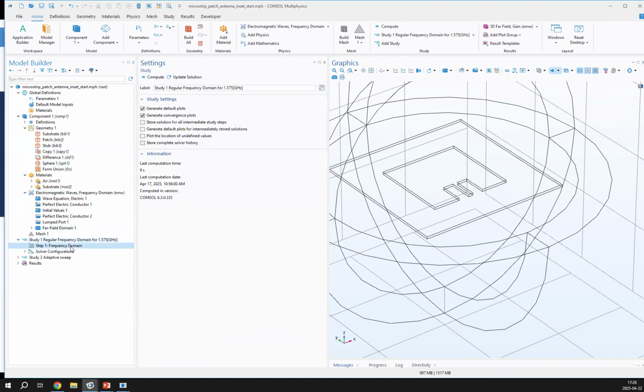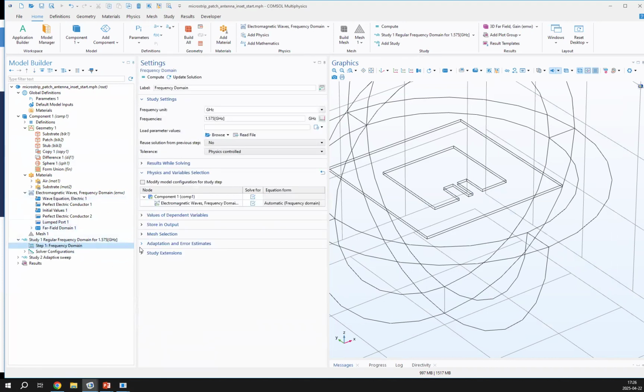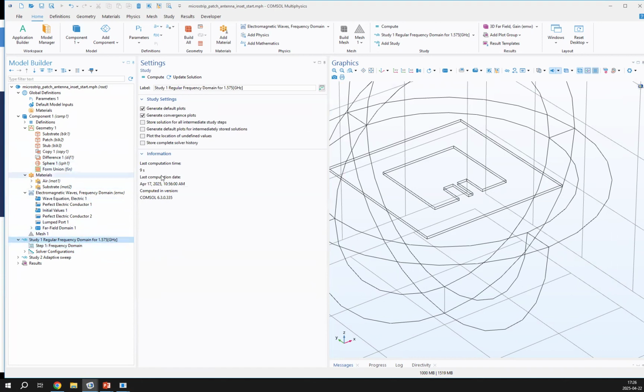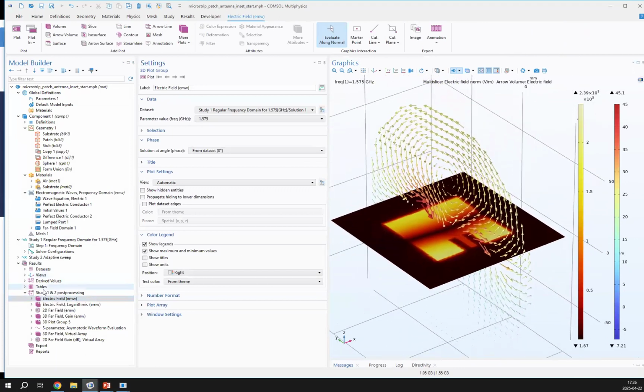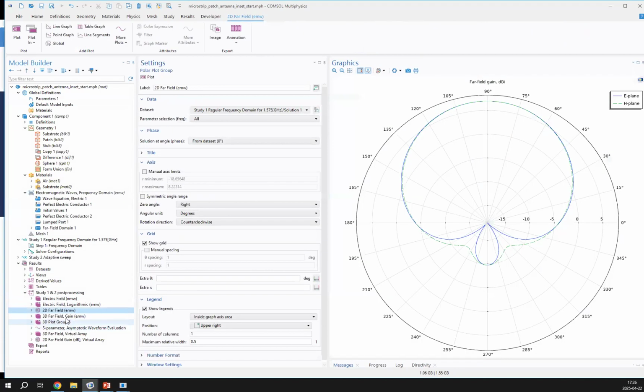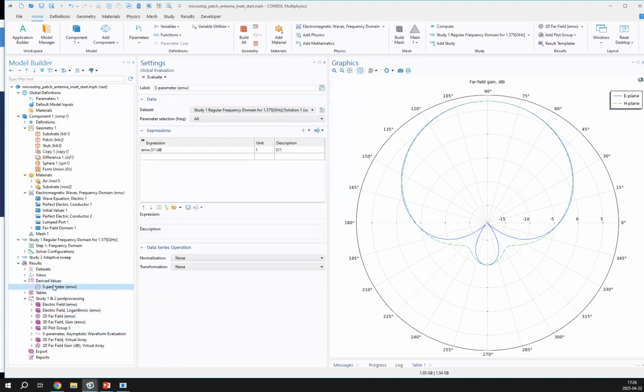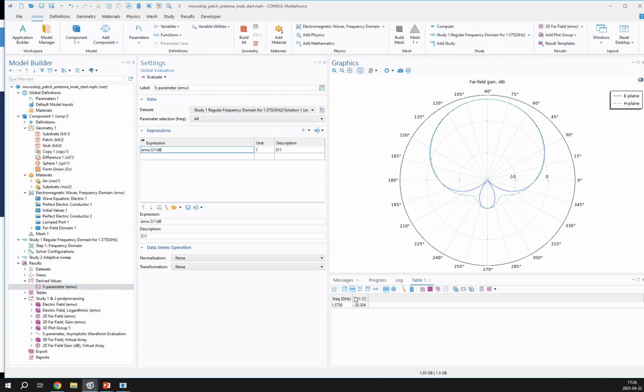Okay. As for the study, here we use the standard frequency domain study step with a single frequency specified. Again, you can see that the model takes about 9 seconds to run, and we use our standard physics-controlled mesh. Results-wise, we can get a lot of cool visualizations of electric fields, far-field patterns, and of course, our key metric, which we're going to use as the quantity of interest. That's an S11 parameter that's specified in the table, and we can see that it's slightly below -20 dB.